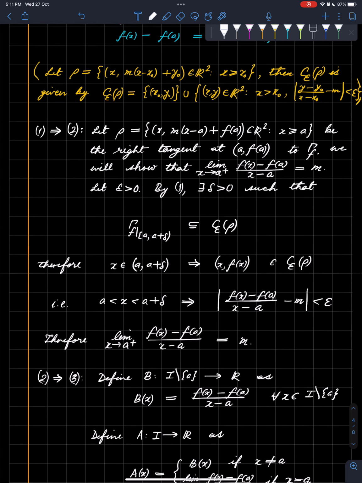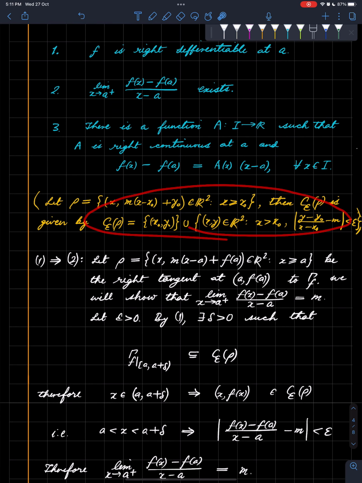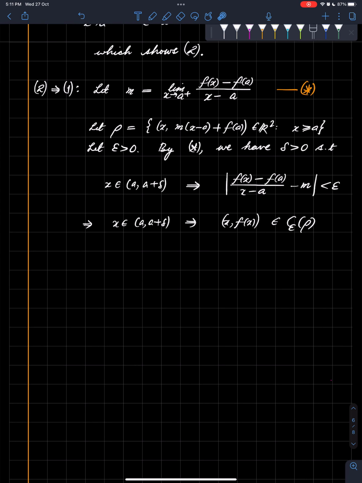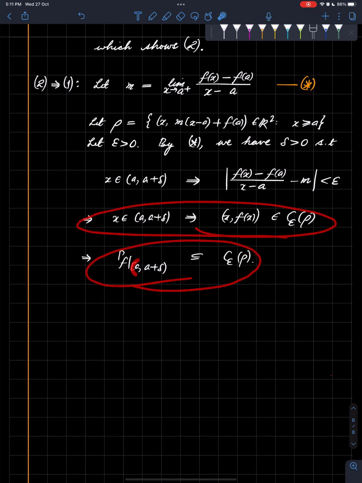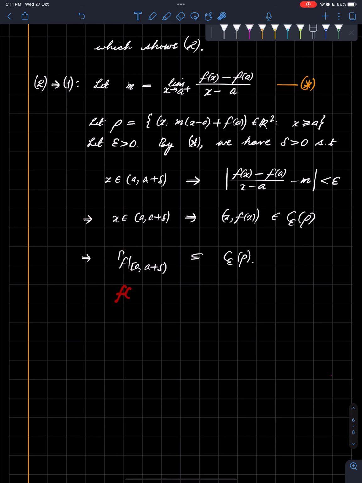And again, we are using this yellow thing, which is a trivial fact again, and which implies that the graph of f above (a, a plus delta) is contained in this guy, because if I put a round bracket here, then this happens because of that, and (a, f(a)) is clearly contained in the epsilon cone, just immediately by the definition of the epsilon cone. So this happens for free, and therefore we are done. That finishes this proof.